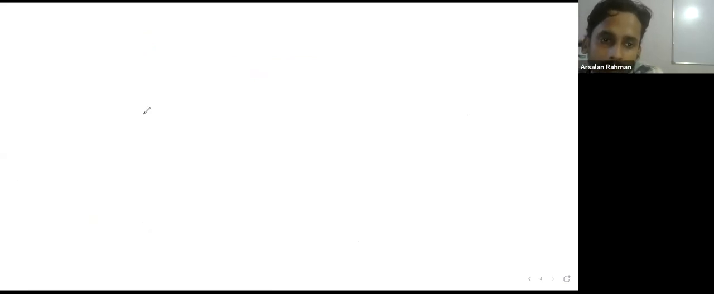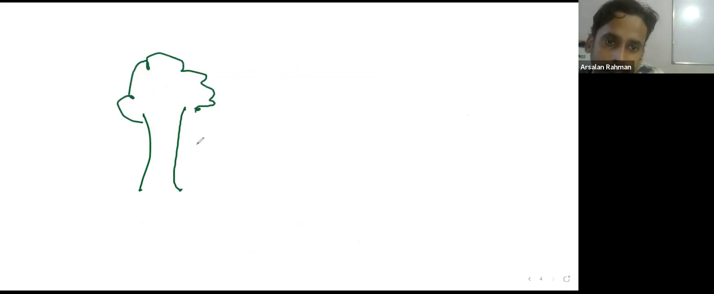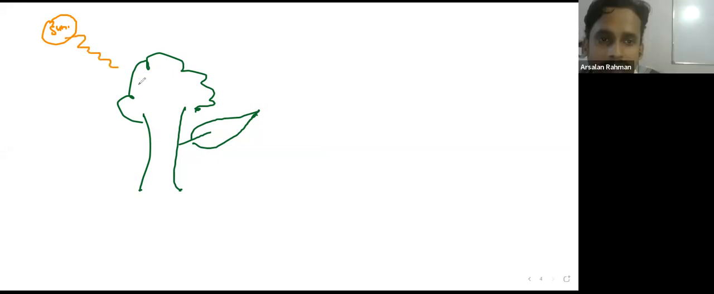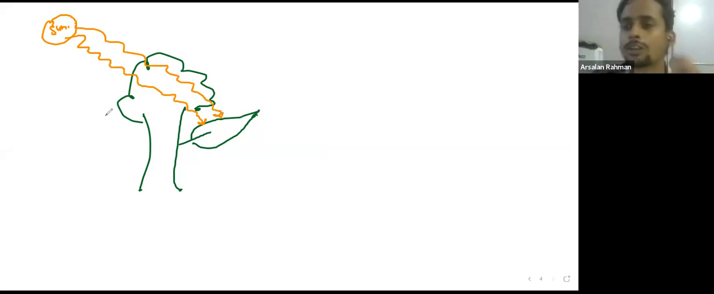Let me draw a plant for you. Suppose this is a green plant, and suppose there is a leaf here. And let me make a sun for you. Suppose this is a sun. Does sunlight contain energy or not? Sun is a source of primary energy. So the energy from the sun will hit the surface of the leaf. It will also hit the mesophyll cell.